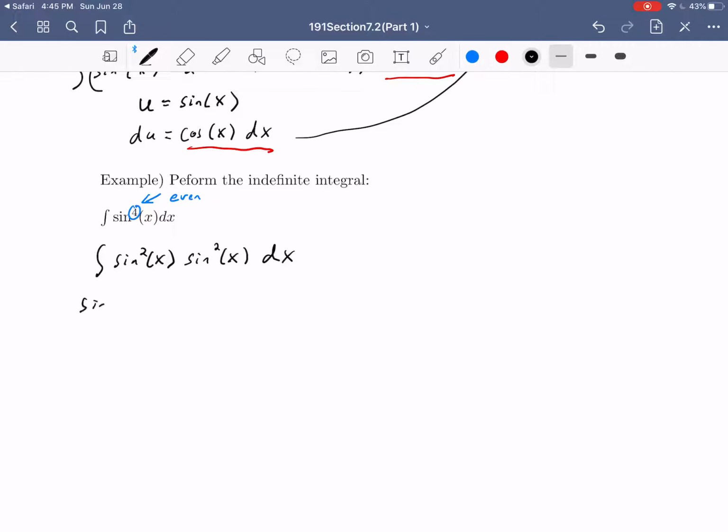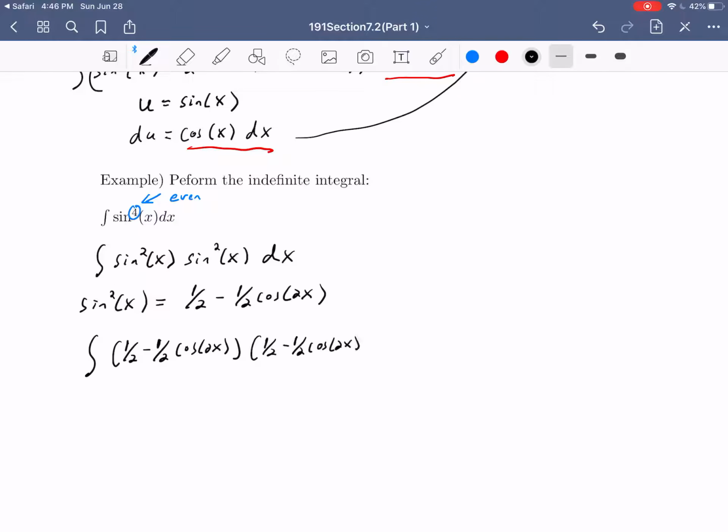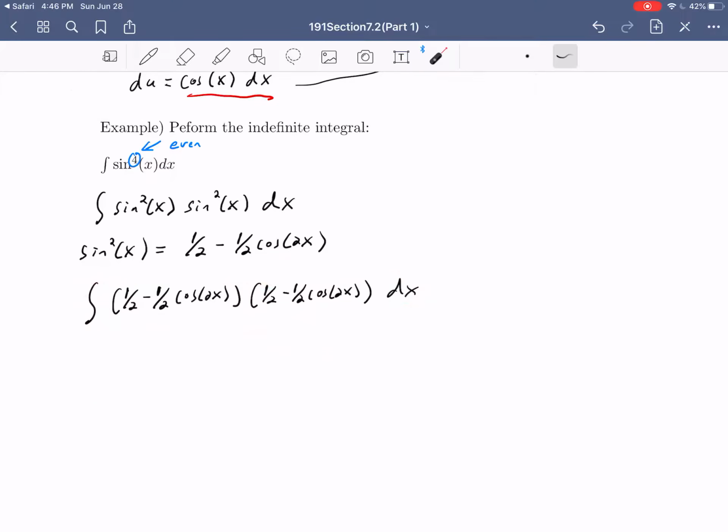Then we said that sine squared x can be thought about as 1/2 minus 1/2 cosine 2x. Right? We can double the angle and get that 1/2 cosine 2x. So we're going to replace that in each of these. So we have the integral then, 1/2 minus 1/2 cosine 2x times 1/2 minus 1/2 cosine 2x dx. Let's see what happens when we FOIL that all out.